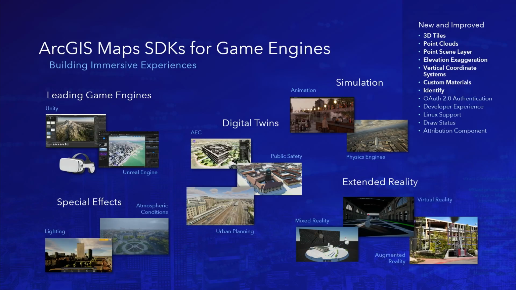Game engines like Unity and Unreal Engine provide incredible 3D graphics and simulation capabilities. They power hyper-realistic and immersive experiences on devices from mixed reality headsets to cinematic displays and everything in between. The Maps SDKs for game engines allow developers to use these game engines to easily integrate real-world 3D data into virtual environments. The map data isn't just a backdrop.